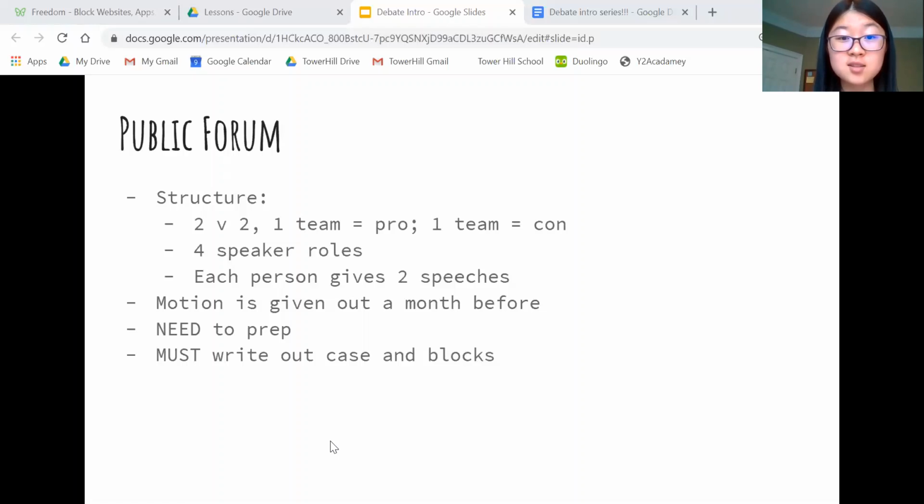A case is basically your contentions, your arguments, your AREI: assertion, reasoning, evidence, and impact. And generally you have 2 to 3 of those in each case. And your blocks, those are rebuttals. Essentially, they are arguments against what you believe your opponents might argue. And don't worry, we're going to explain all of this in later videos. So you don't have to worry about this now.